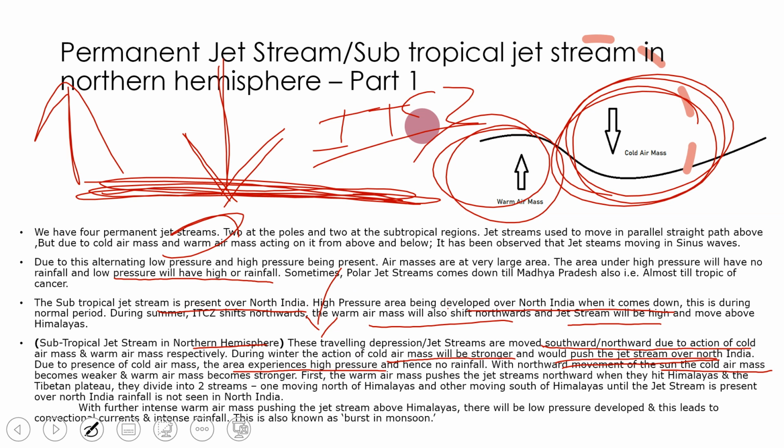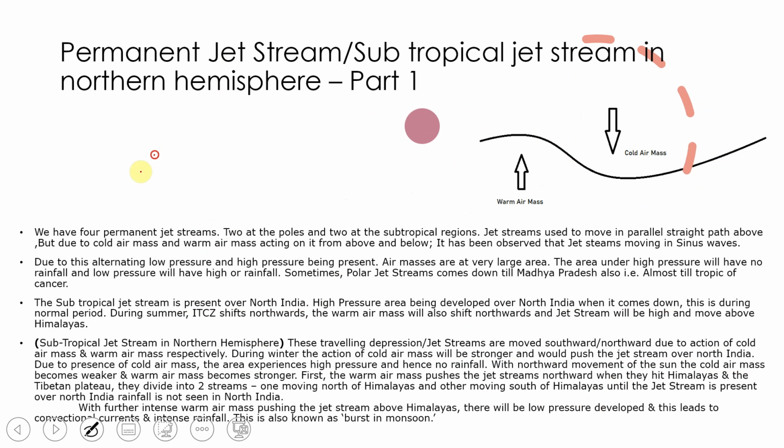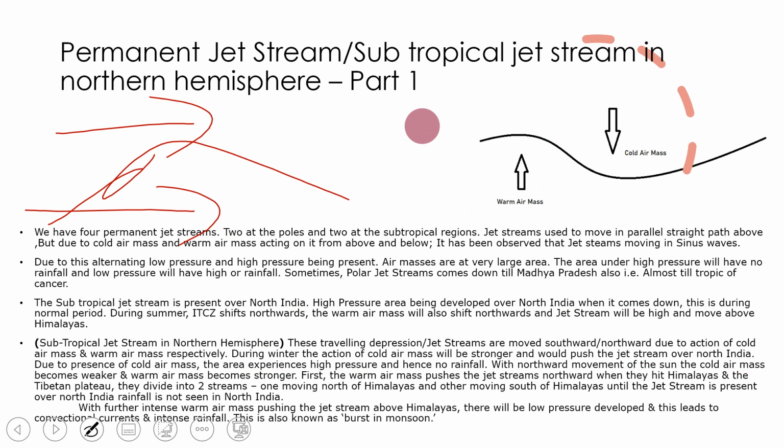So first the warm air mass pushes the jet stream northward, the jet stream that we have in the north, coming from the polar wind. It will push it northward and they will hit the Himalayas and the Tibetan plateau, and it will divide into two streams. One moves northward, toward the Himalayas, and the other moves to the south of the Himalayas. If this is the Himalaya, one goes in this direction, and one on the Indian side, the southern side, while this is the northern side.